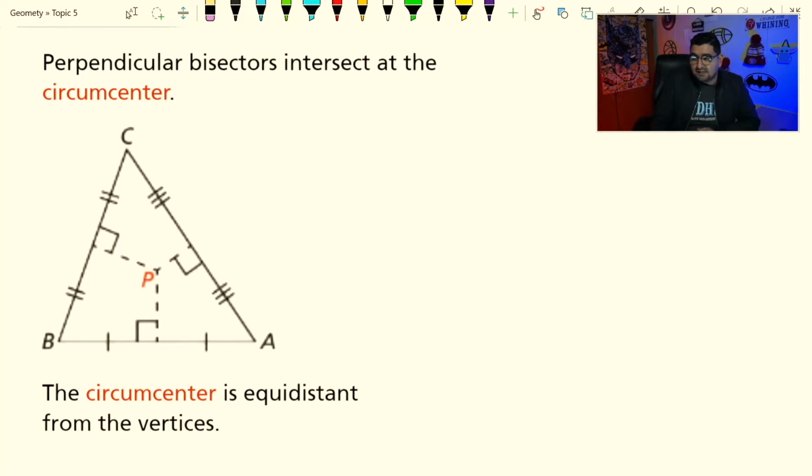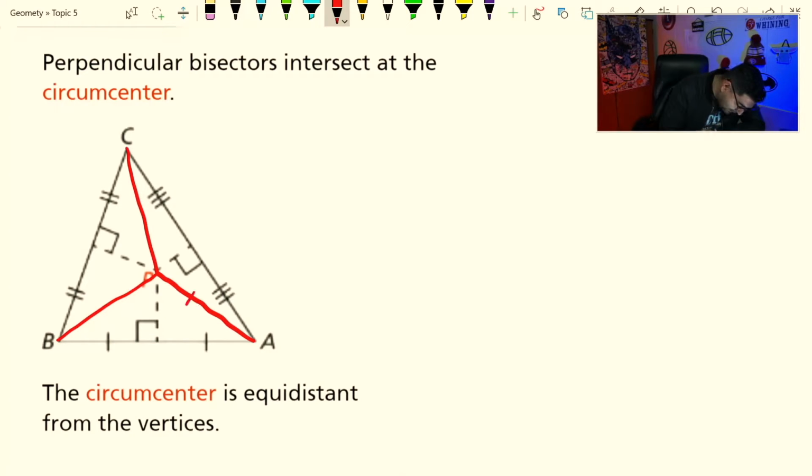The other part that you see stated there at the bottom is that this point P, which is what we call the circumcenter, is equidistant from all the vertices, meaning it's the same distance away from A, B, and C. So if I were to connect B to P, A to P, and C to P, these would all be the same exact distance. That is the other thing that is special about this point. We're going to use the circumcenter and some of its properties, some of these things that are congruent, to help us solve some questions.